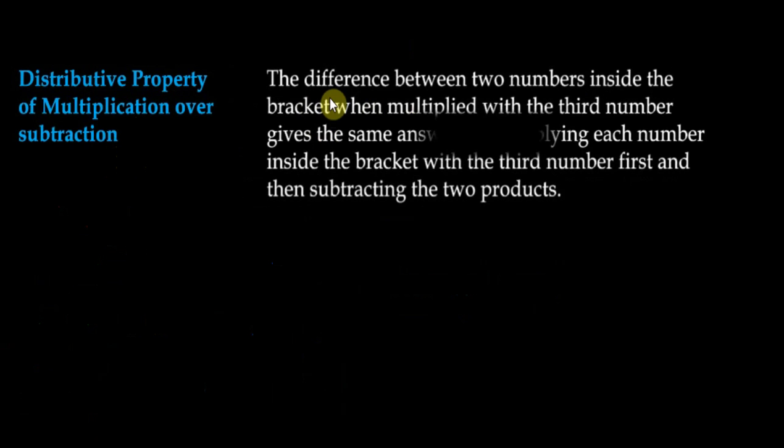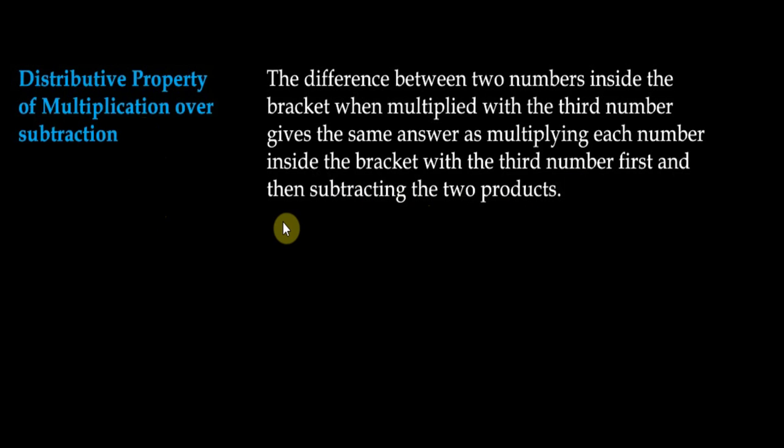Let's move on to the next property of multiplication, which is the distributive property of multiplication over subtraction. So what does this property say? It says the difference between two numbers inside the bracket when multiplied with the third number gives the same answer as multiplying each number inside the bracket with the third number first and then subtracting the two products. Now this property is kind of the same as the distributive property of multiplication over addition. But here we have subtraction.